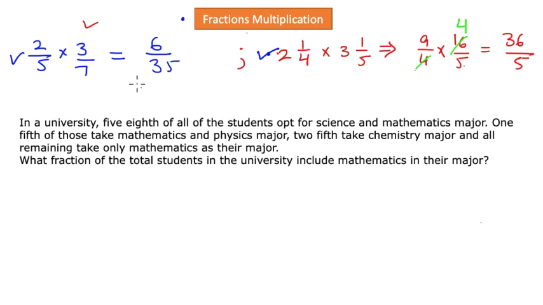Now let us remember this and apply this knowledge to this word problem that we have. In this scenario, there is a university, and 5/8 of all the students, so this is my first piece of information, opt for science and mathematics as their major. And 1/5 of those take mathematics and physics major, and 2/5 take chemistry as the major, and all remaining take only mathematics. We are supposed to find what fraction of the total students in the university include mathematics in their major.